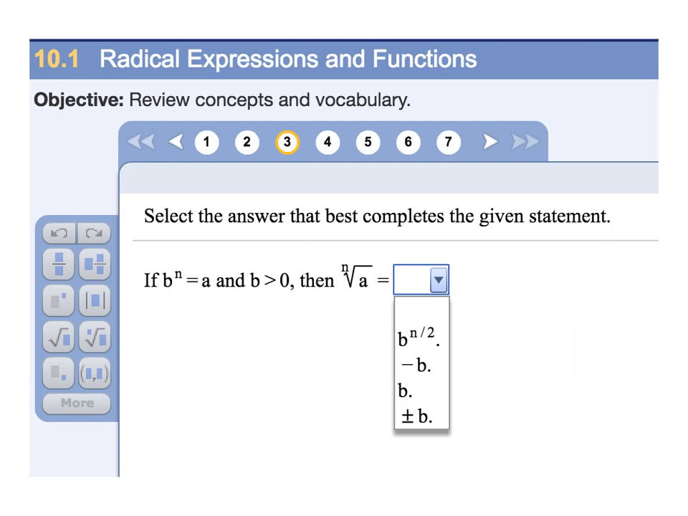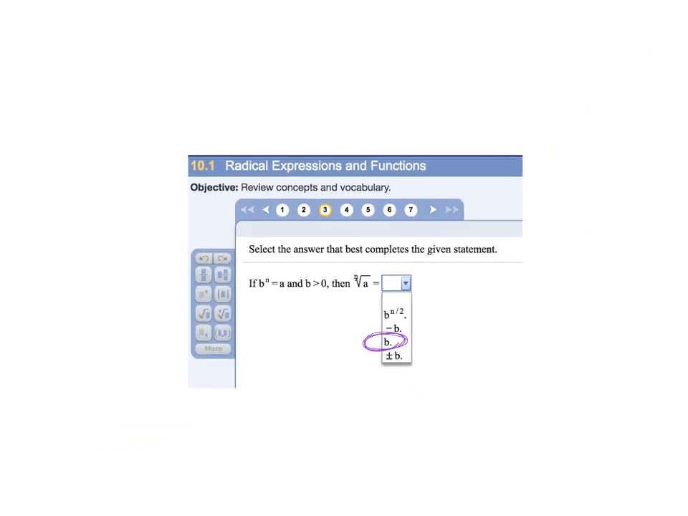All right, on this one, you get a really complicated question. It says, if b raised to the nth power is equal to a, and b is larger than 0, then the nth root of a is what? Now, I'm going to just jump in and say the answer is B. Now, let's talk about why the answer is B.